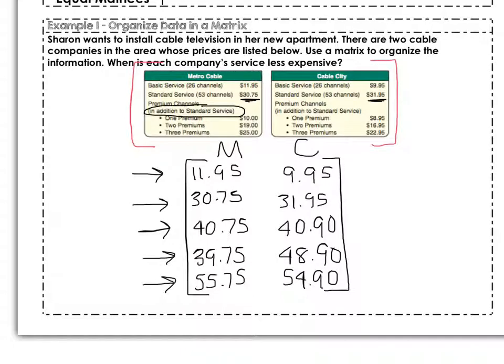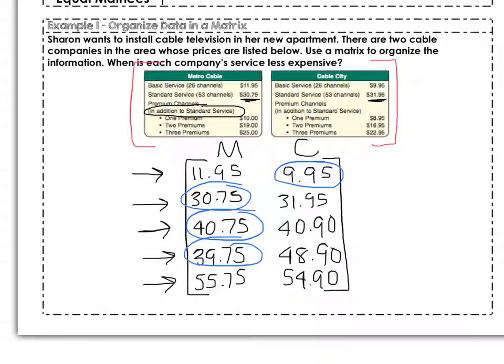Okay. Now the question did ask me to find when each company is less expensive. Because all my data is organized into a nice array, I can simply circle. I can literally just see and compare the numbers and see who is the least expensive at whatever the service is that I'm looking at.